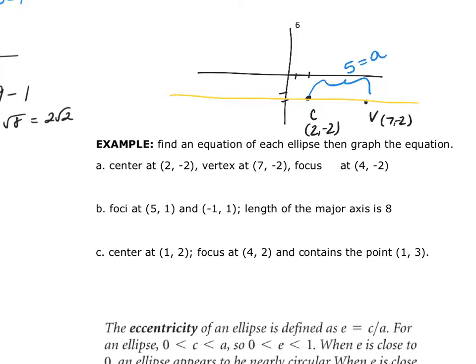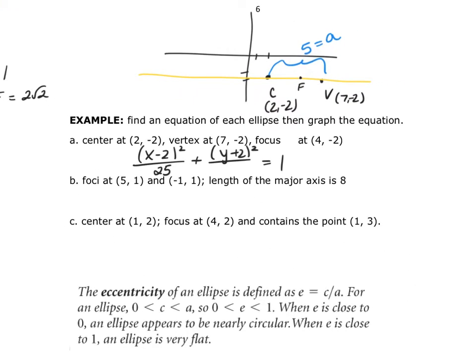That larger number needs to go underneath the x or the y? The x. So where I am so far is I have (x - 2) squared over 25, because it always is a squared, and then plus (y + 2) squared over something, is equal to 1. My focus is at (4, -2). So here's where my focus is. How far did I travel from my center to my focus? 2. That is my c value. I traveled from my center to my focus 2. So 2 is equal to c.